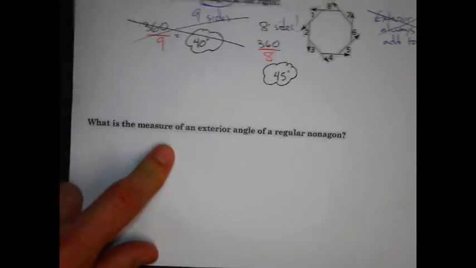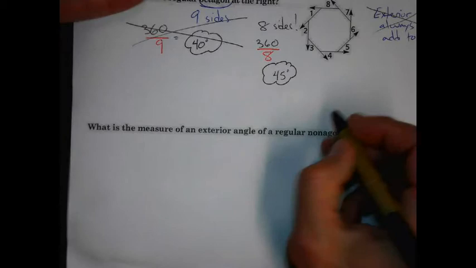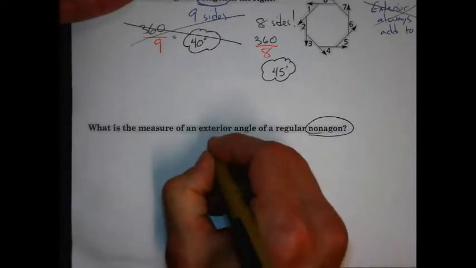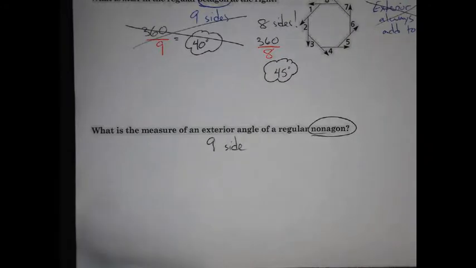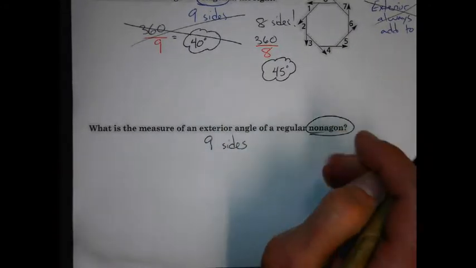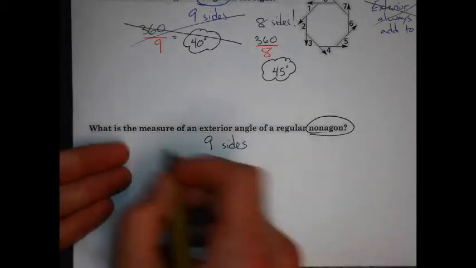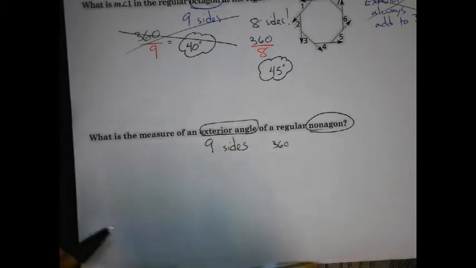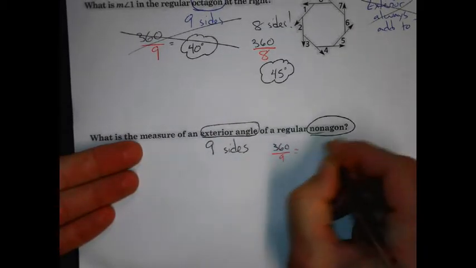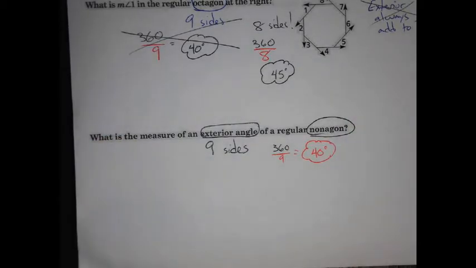What's the measure of an exterior angle of a regular nonagon? I'm not even going to edit this, folks. This is going live. I don't even care. So for my friends in Saudi Arabia, sorry about that if that was confusing. A nonagon has 9 sides. So it's the exterior angles, so 360 divided by 9. And now we know 40 degrees. Yay! Sorry about that mistake, y'all. I'm not even going to edit it.